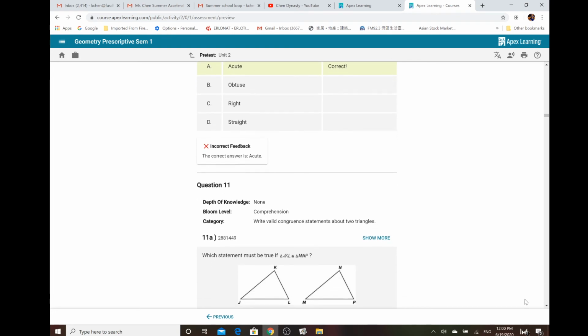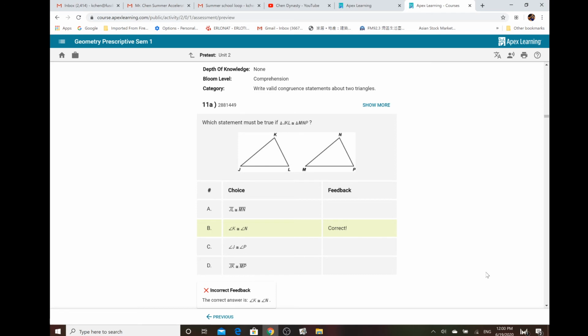Question 11. Which statement must be true if triangle JKL is congruent to triangle MNP? One thing we notice: JN is congruent to MN, but they're not even considered congruent segments. The only thing matching is that angle K is congruent to angle N. The rest of the selections don't match. Angle J and angle P aren't corresponding angles, and JK doesn't match with MP.